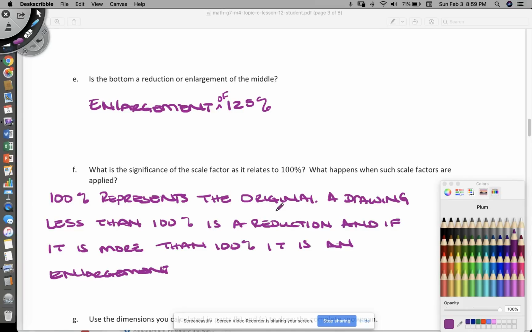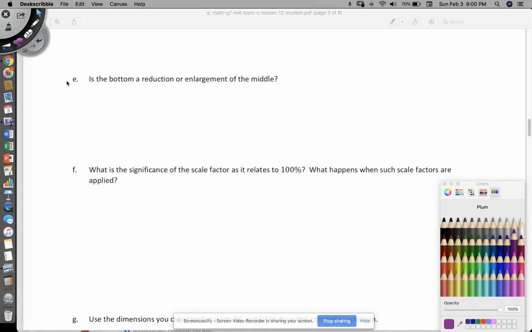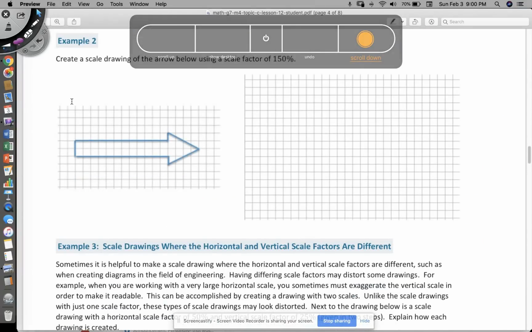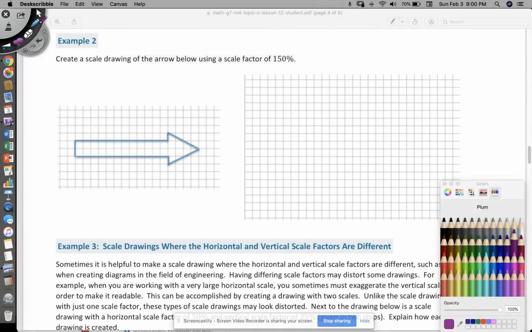All right, now G says use the dimensions you calculated in parts B and C and complete the snowman. All right, well, you're going to go back to example 1 and you're going to finish drawing up the head and the bottom of that snowman. All right, and now we're on to example 2. Okay, example 2. Here we go.